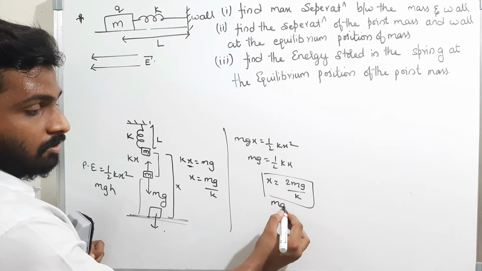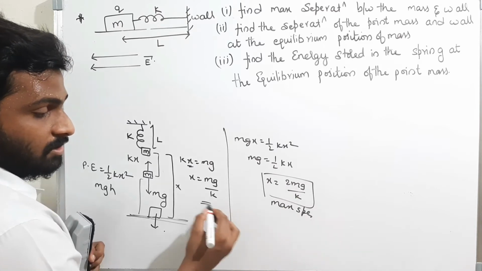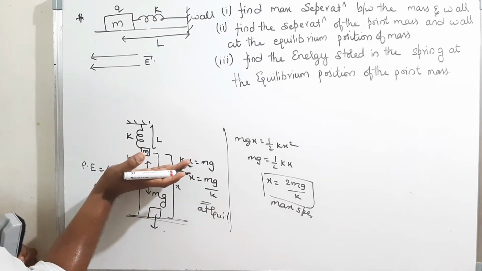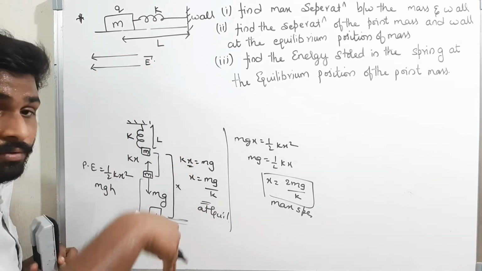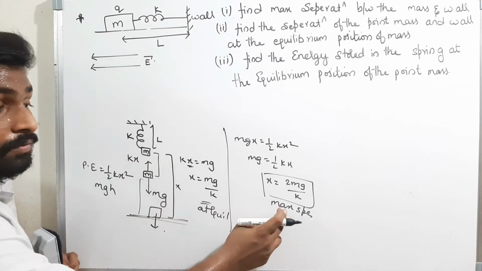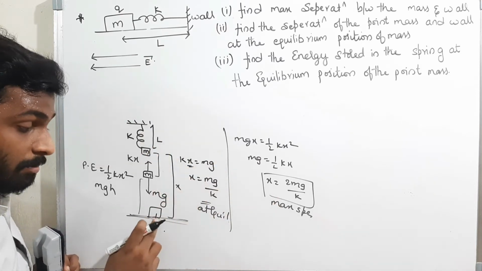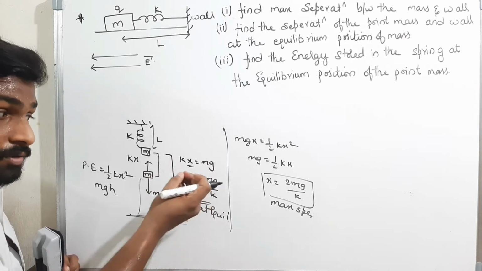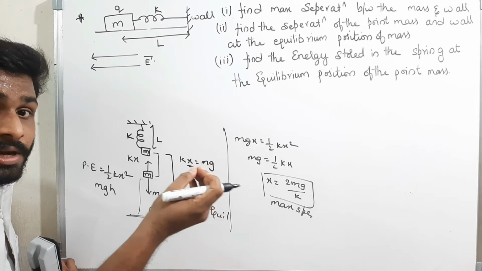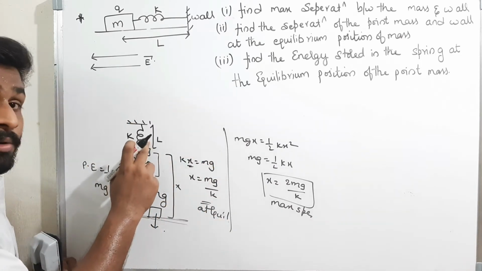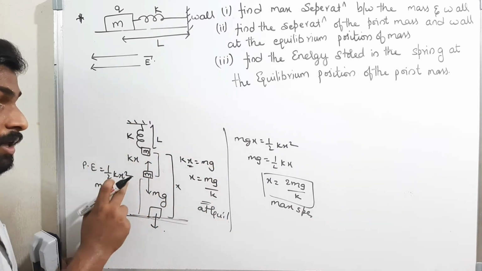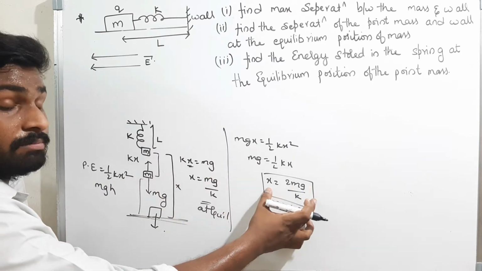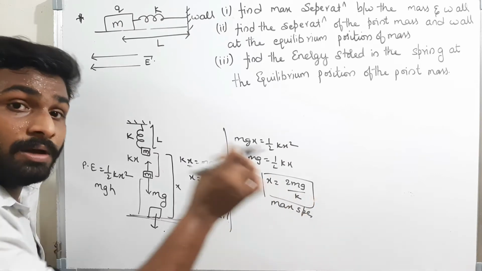This is the maximum separation, and this is the separation at equilibrium. At equilibrium, the body attains an equilibrium position, that means upward force is equal to downward force, so I have to equate the forces. But they have asked to find the maximum separation. That means the gravitational potential energy of the body will convert into the potential energy in the spring. So half kx must be equal to mg, and then I get the elongation as 2mg by k. This is the maximum separation, the maximum elongation.